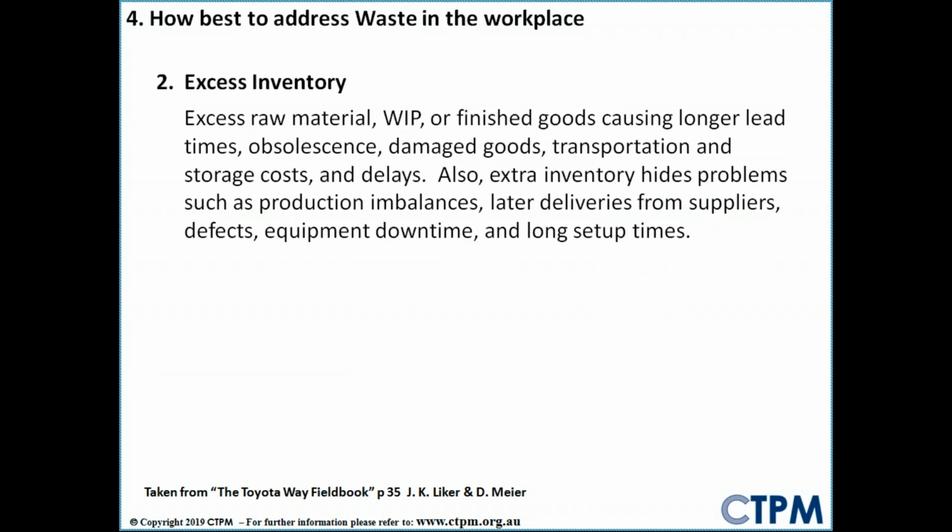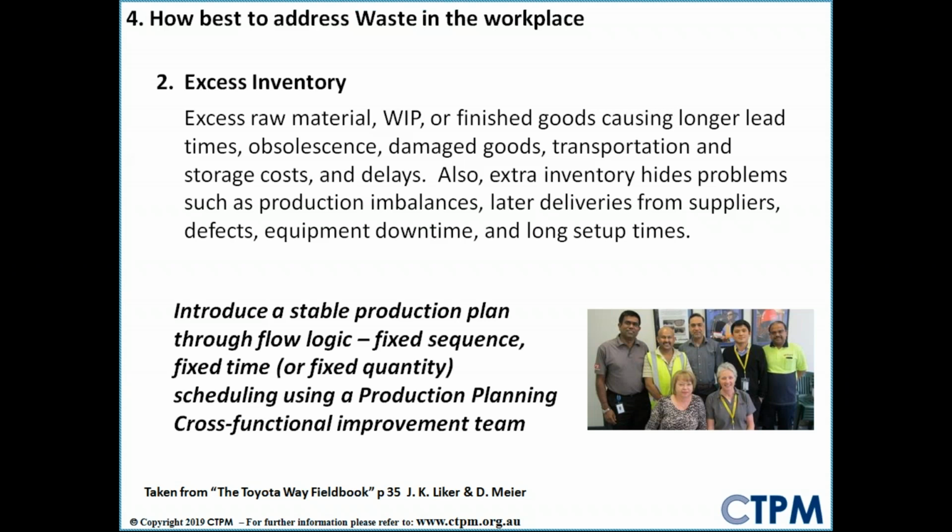The second one is excess inventory. So we have too much inventory everywhere, as we can see here in this example. So how do we address that? Well, at one site, our friends at Scott Safety, this was their production planning team. They put together a cross-functional team, and what they were trying to do was introduce a stable production plan for their dominant product, which was the making of their safety helmets through their molding process.